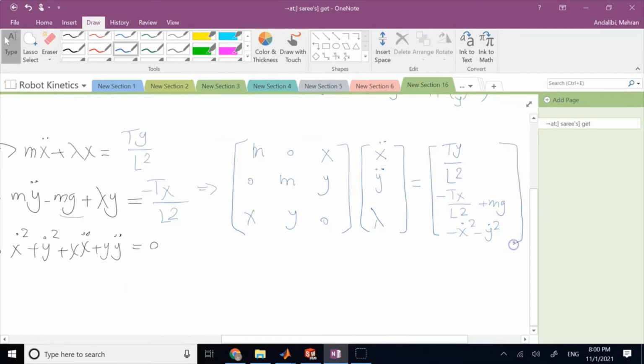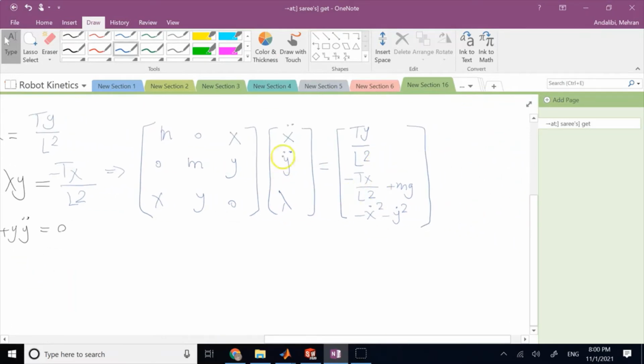So you can write it this way. And then from here, you invert this matrix A and multiply by the right-hand side B. That gives you the unknown vector Z. And then the first two components of that are definitely going to be what? Going to be your x double dot and y double dot.